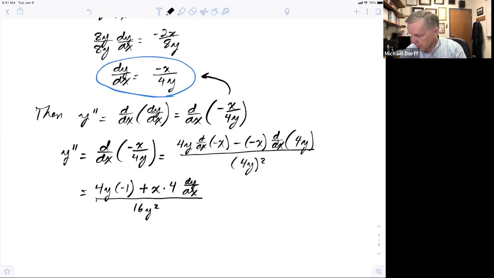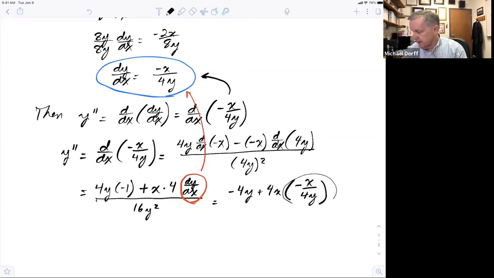Now, what do I do here with this dy/dx? Well, we're going to use what we had earlier and substitute that in. So we're going to get negative 4y. I'm going to multiply my negative 1 times 4y, plus 4x times, and now I put in what I had before, this negative x over 4y. Again, that part comes from substituting in what we had there, and that's all over 16y squared.